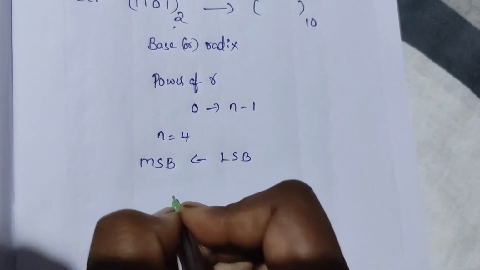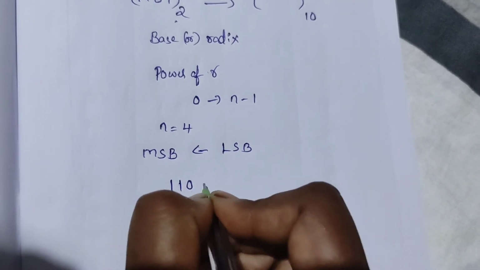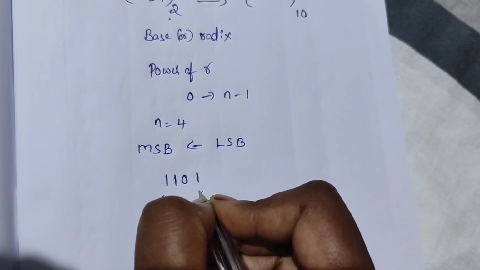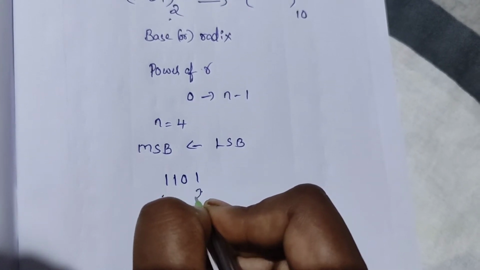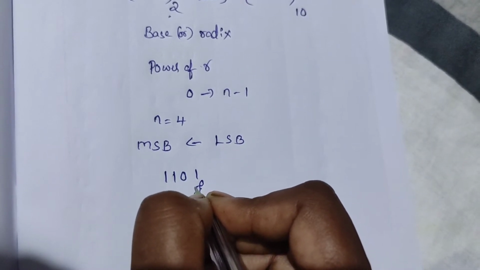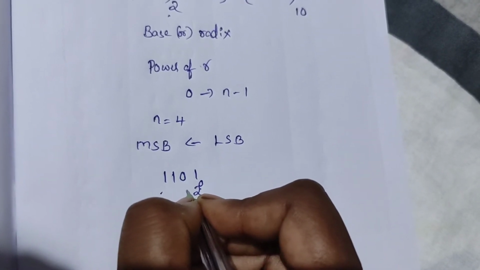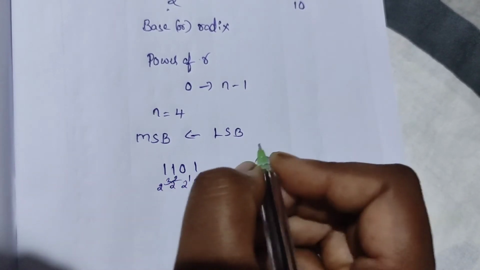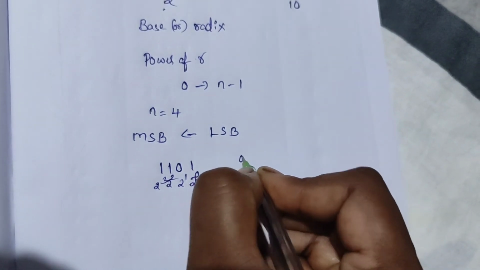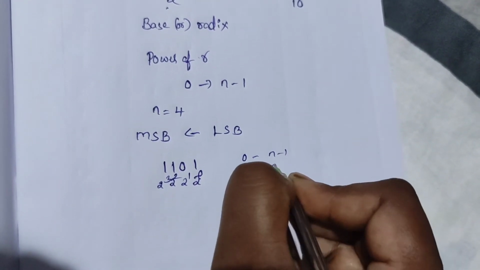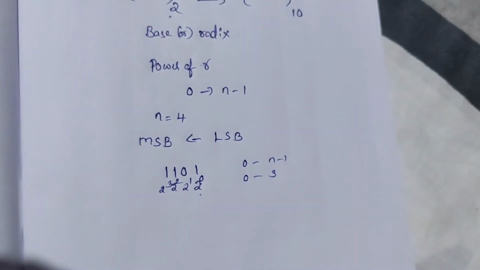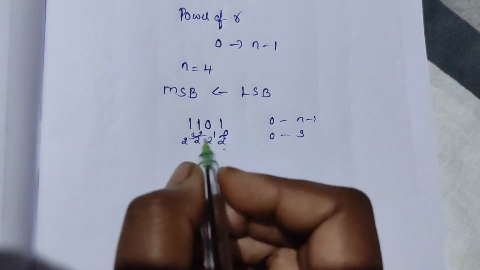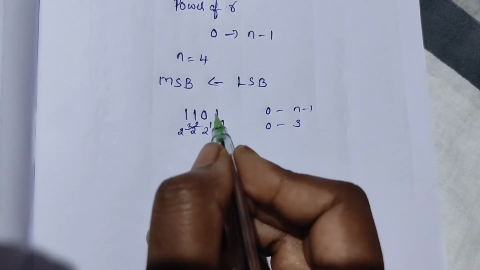I am writing the binary number here, 1101. This is the LSB and this is the MSB. The powers increase from 2 power 0 to n minus 1, from right to left, that is 2 power 0, 2 power 1, 2 power 2, 2 power 3. So 0 to n minus 1, 0 to 3, increasing from right to left. The rightmost bit is called the LSB and the leftmost bit is the MSB.